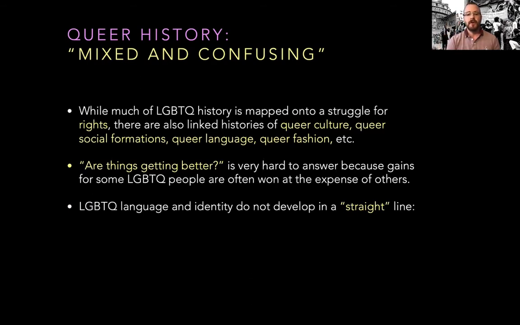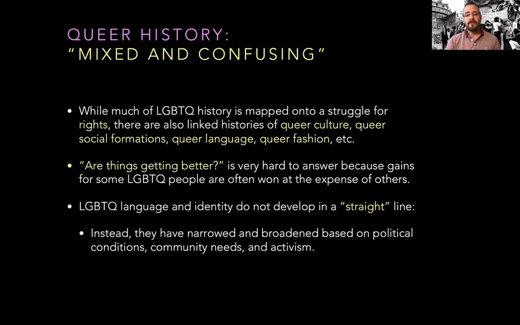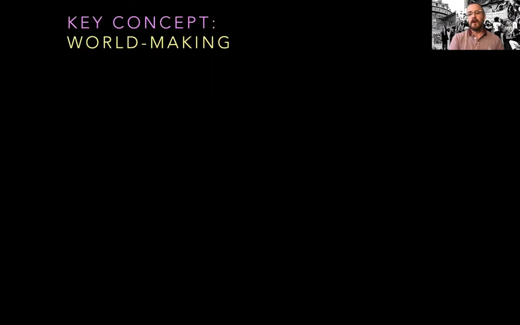And we also know that LGBTQ language and identity do not develop in straight lines. They have narrowed and broadened based on political conditions, community needs, activism. So again, narrow, broad, instead of a straight line of development that's easily traced, is a model we're going to be looking at in class. So one final idea here, and this is from the Berlant and Warner piece, Sex in Public, that little clip I had you read of this article. I know this is a dense reading.